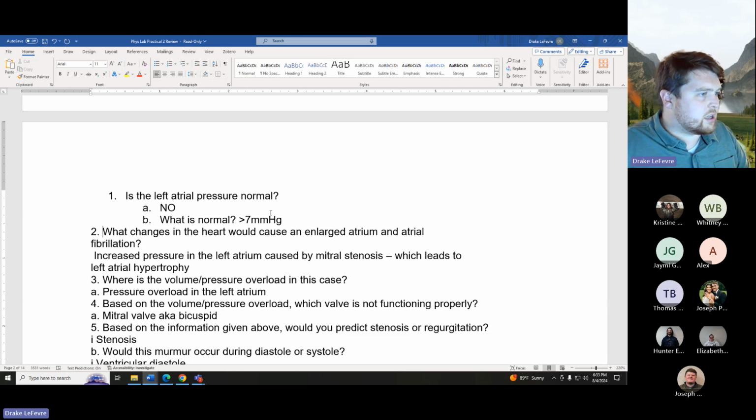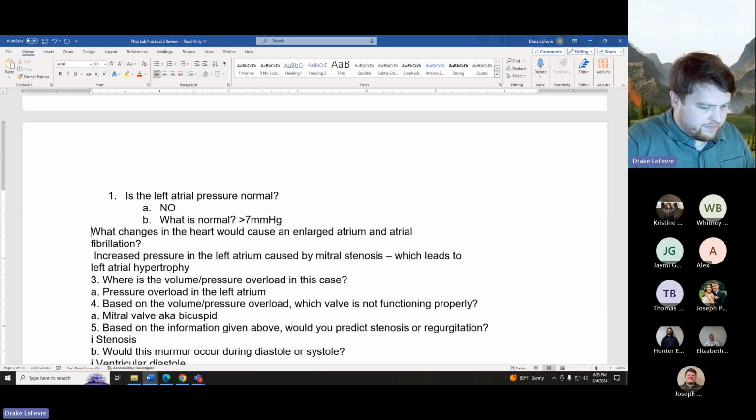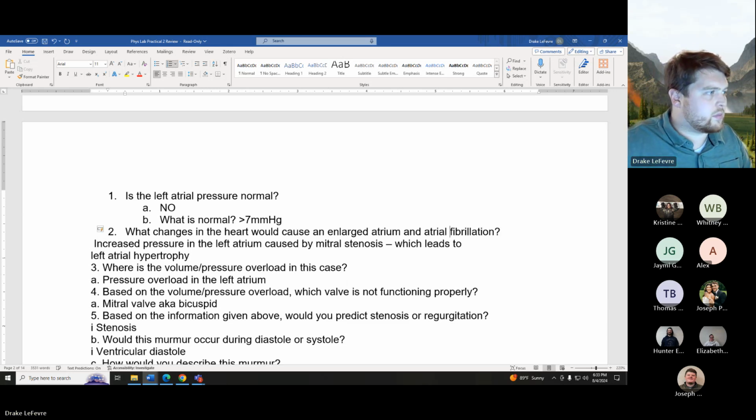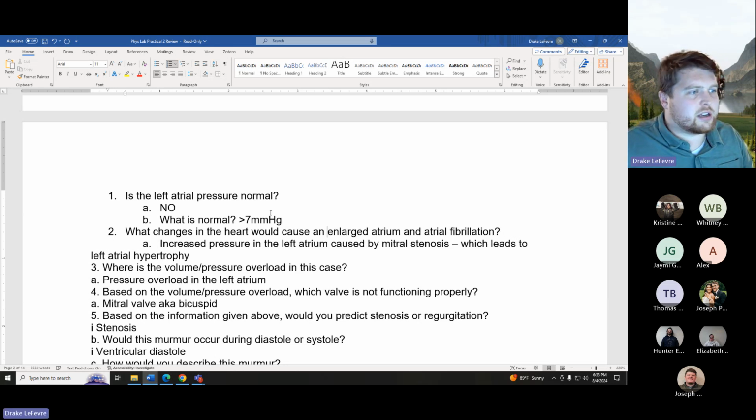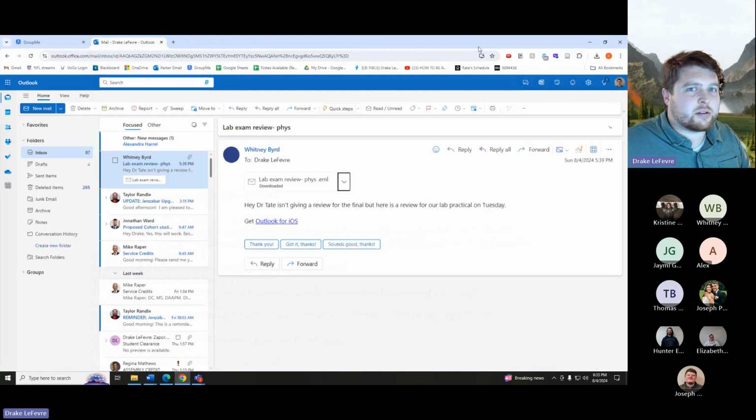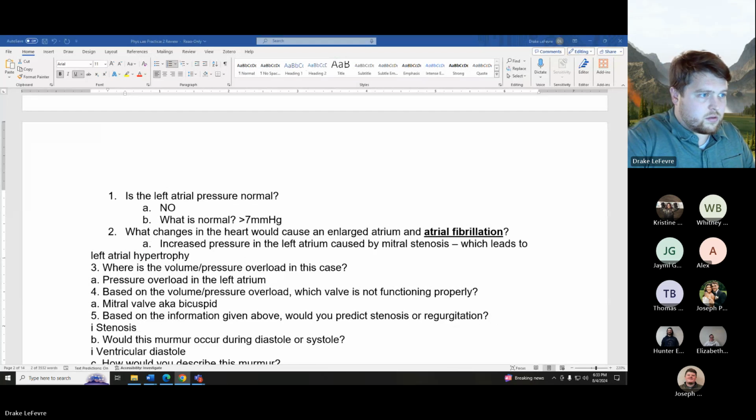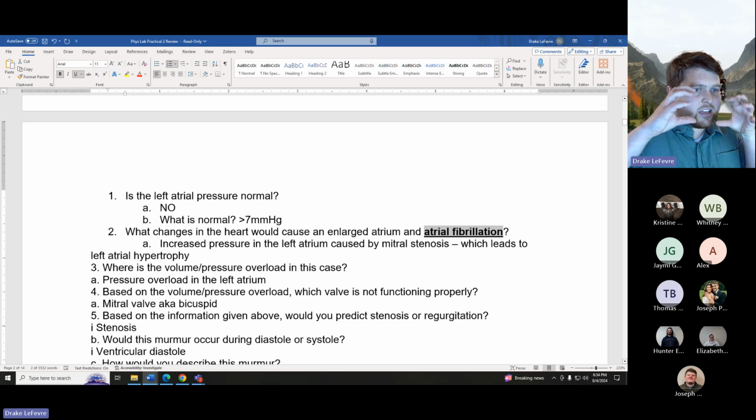What changes in the heart would cause an enlarged atrium and atrial fibrillation? This is cause of atrial fibrillation. Does anybody, in their own words, can you describe fibrillation? What does fibrillation mean? Like a flutter. Yeah, it's kind of like a flutter. Fibrillation, you can kind of think of it like a spasm, where it's not quite like it's trying to contract, but it's having difficulty, so it just kind of contracts like this, all over the place.